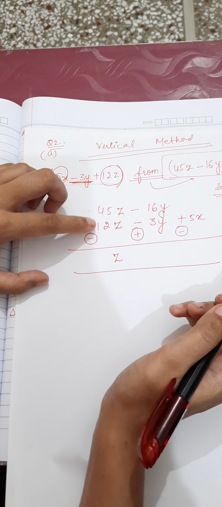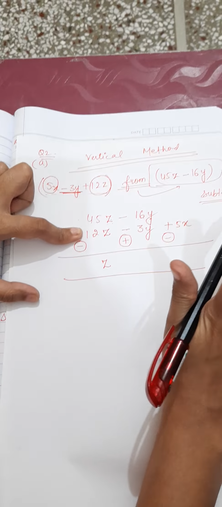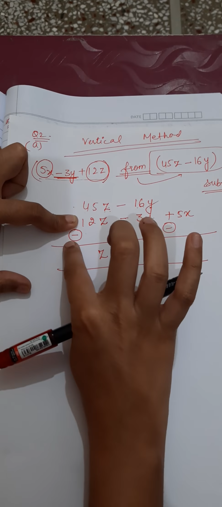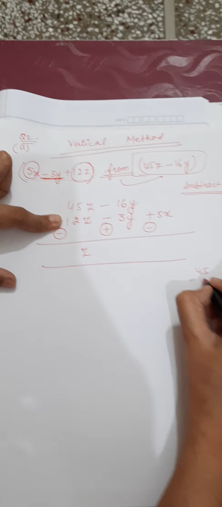But how are you going to solve it now? Earlier the sign was plus, so you don't have to see the plus sign. Now you have to see the changed sign. It is plus 45, 45 minus 12. How much is it going to give you? 33. So the answer will come 33.